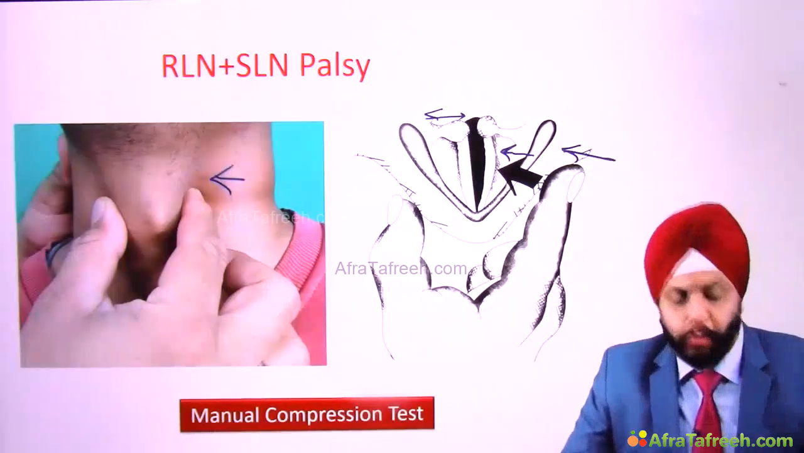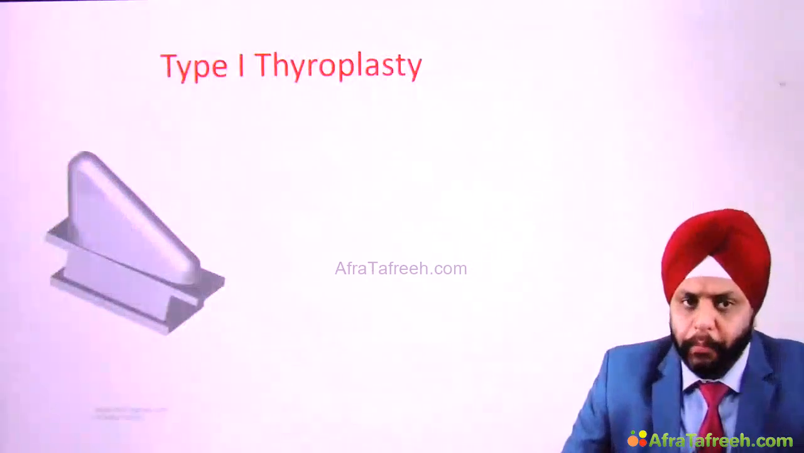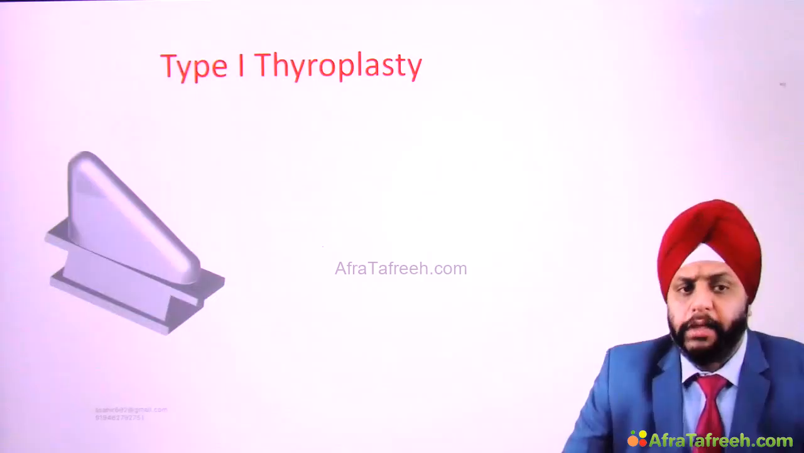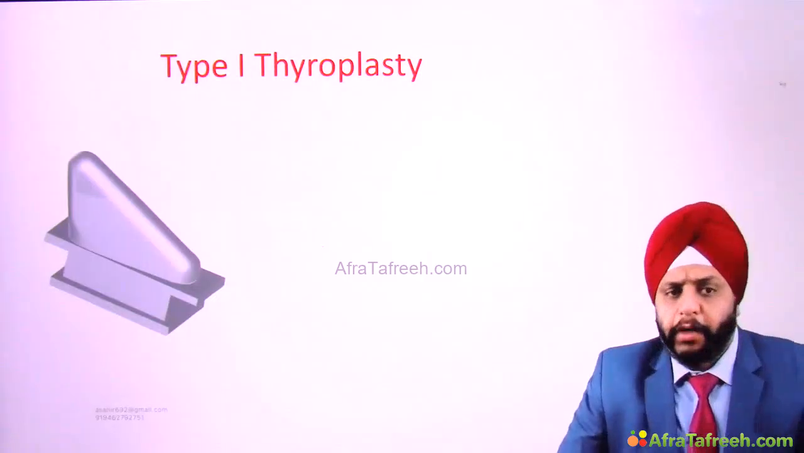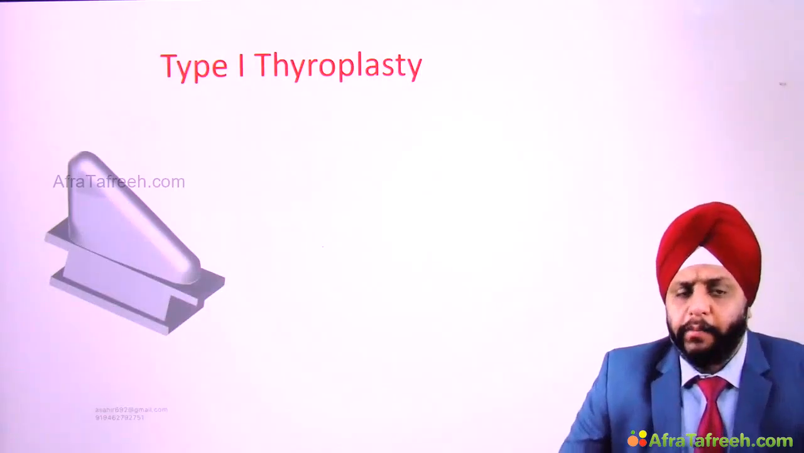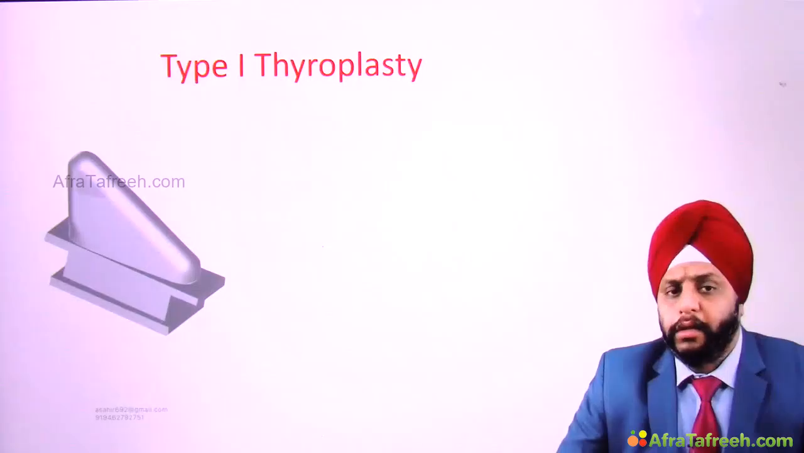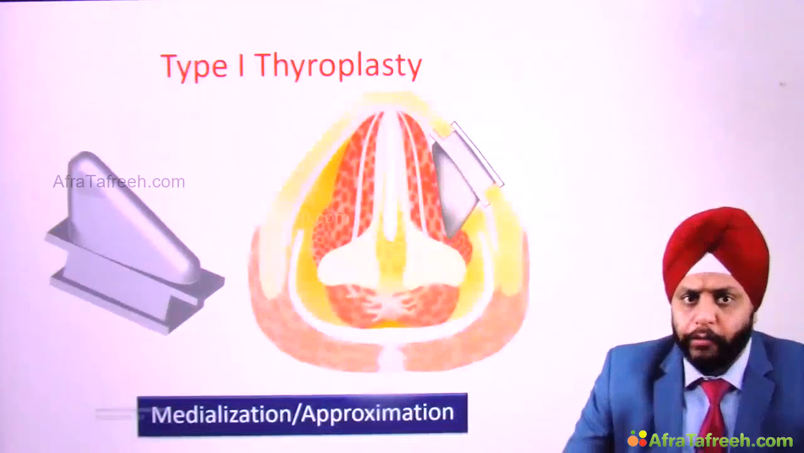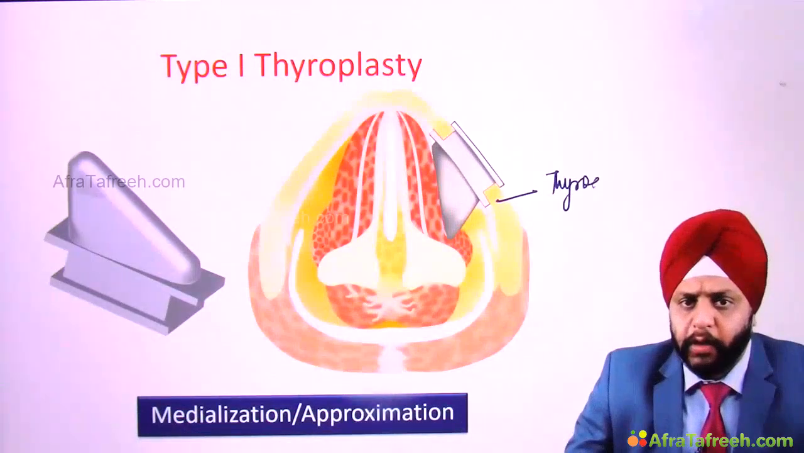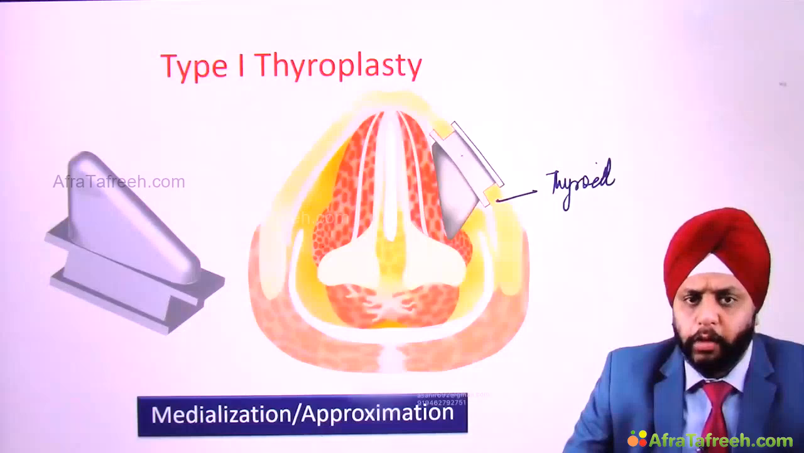So what surgery do we do? We put an implant. This implant can be a titanium implant, or it can be a silicone block, and it has a particular shape. Now what is the function of this shape and this implant? It is placed by making a window in the thyroid cartilage. As you can see over here, this is the thyroid cartilage, and you make a window in this thyroid cartilage and you put this implant.